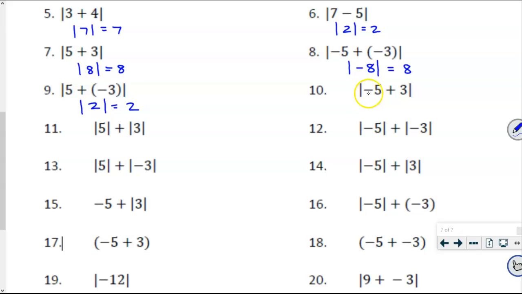And over here, the absolute value of negative 5 plus 3. So again, we've got to simplify what's on the inside first. Negative 5 plus 3 is negative 2 this time. So now I have the absolute value of negative 2, which is equal to 2. Now I especially want you to compare number 7 to 11. How are 7 and 11 similar and different? Talk with your groups.